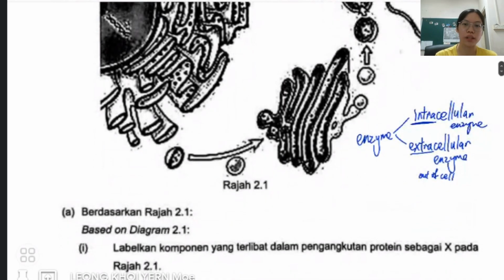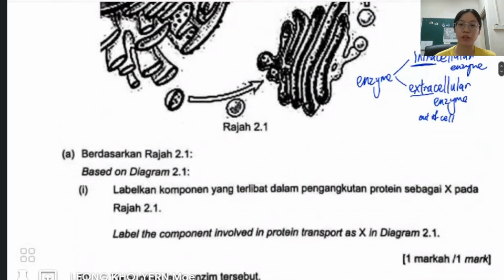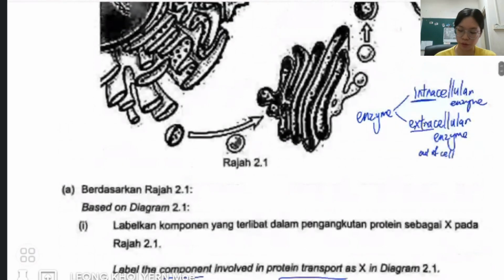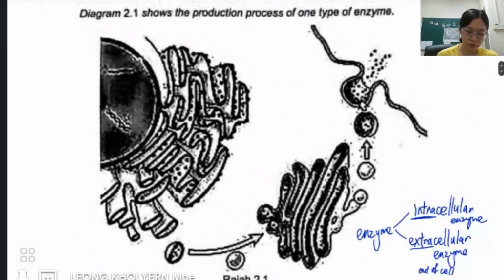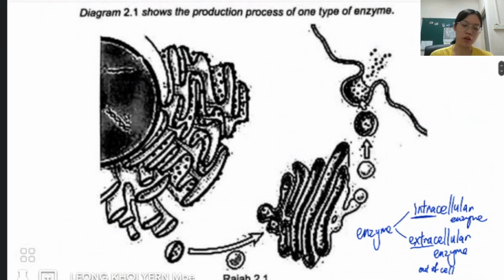So for this one, they want you to label the component involved in protein transport as X in diagram 2.1. So what is the component that is involved in the transportation of protein? First of all, the protein will be synthesized by the ribosome. So all these black dots present on the rough endoplasmic reticulum surface are the ribosomes. So who is the one that transports the protein synthesized by the ribosome? It is obviously the rough ER.